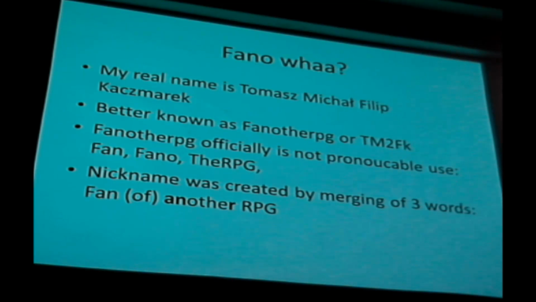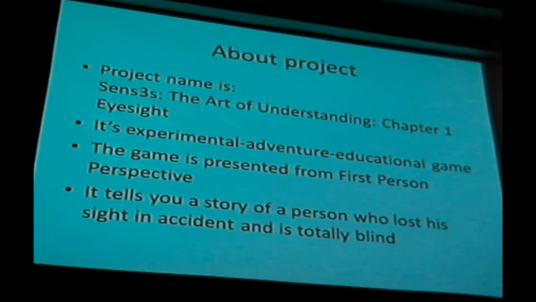whatever. And my project is called Senses, the Art of Understanding, Chapter 1, ISA. It's an experimental adventure educational game, presented from first-person perspective, but you're playing as a blind person, a totally blind person. So you may think, okay, if I'm blind, I don't see anything, but if I don't see anything, how do I want to do it in first-person perspective? It's a bit confusing, isn't it?